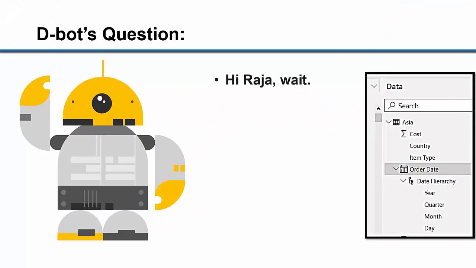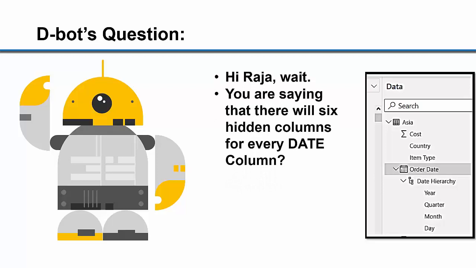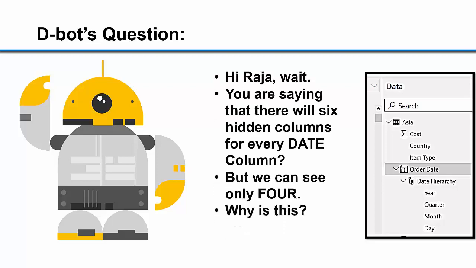Hi Raja, wait. You are saying that there will be 6 hidden columns for every date column? But we can see only 4. Why is this? Can you explain?